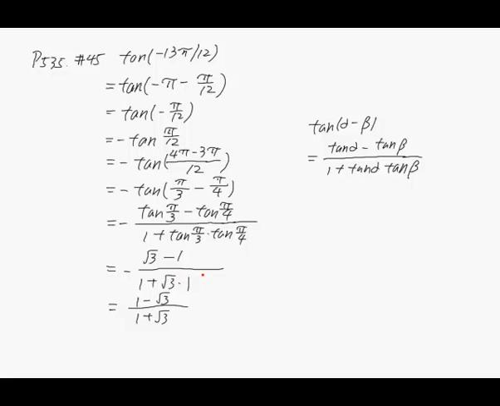To rationalize this fraction, we multiply both the numerator and denominator by the conjugate of this denominator. So that is 1 minus root 3. Okay.